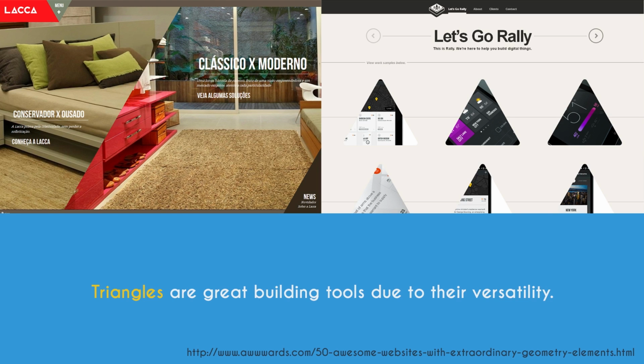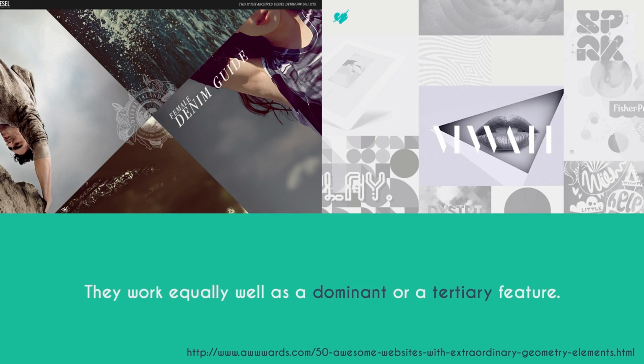Triangles are great building tools because you can use them in so many different ways. They work equally well as a dominant or a tertiary feature, much like the circles before. A dominant feature on the left here, because your eye obviously goes straight to the center of the screen and draws out from there. And this is a really great composition, a perfect way of combining rectangles and triangles. Okay, something to keep in mind. This web page on the left is beautifully constructed. Your eye naturally follows exactly where it wants to go along those lines. Yeah, it dissects the page.